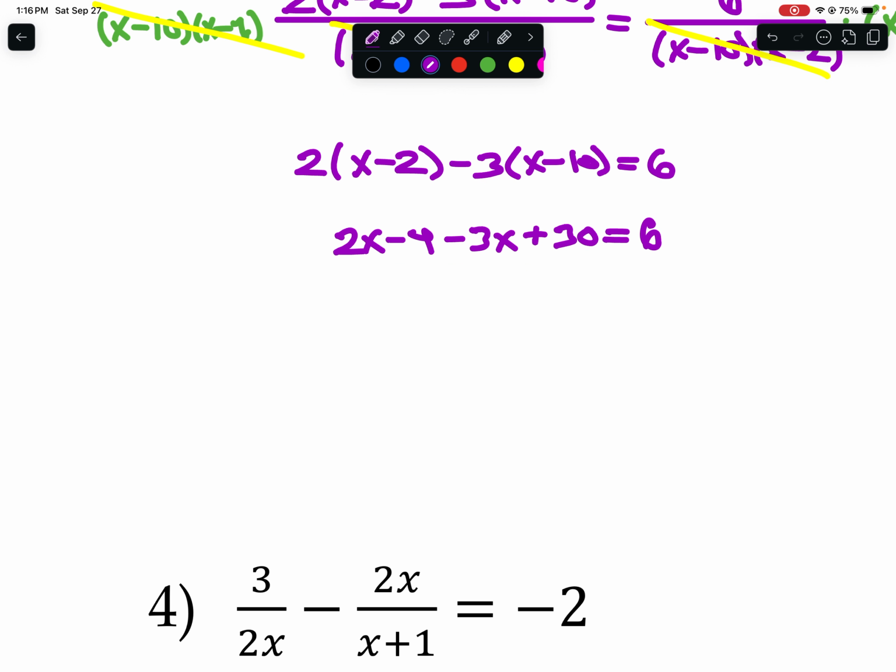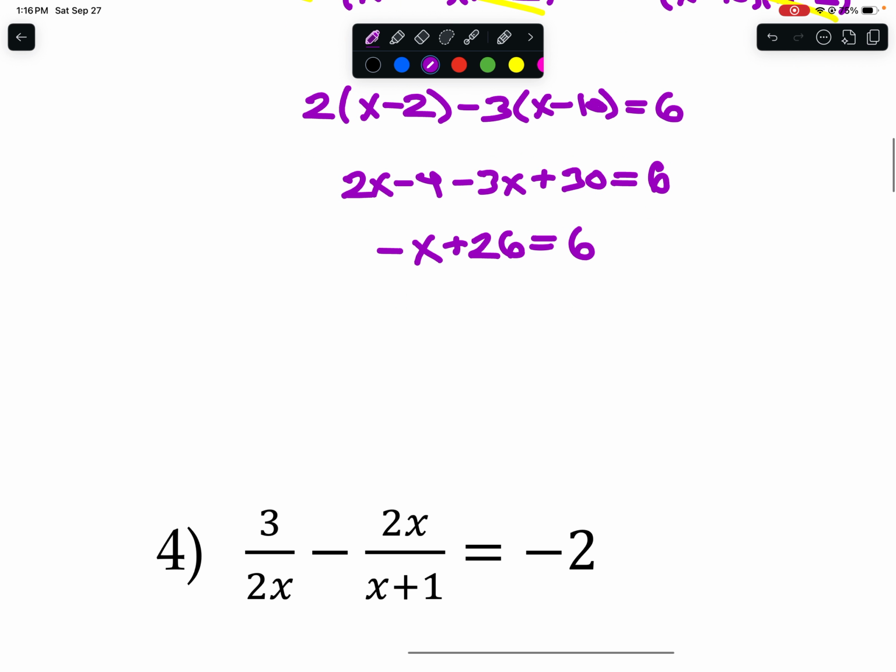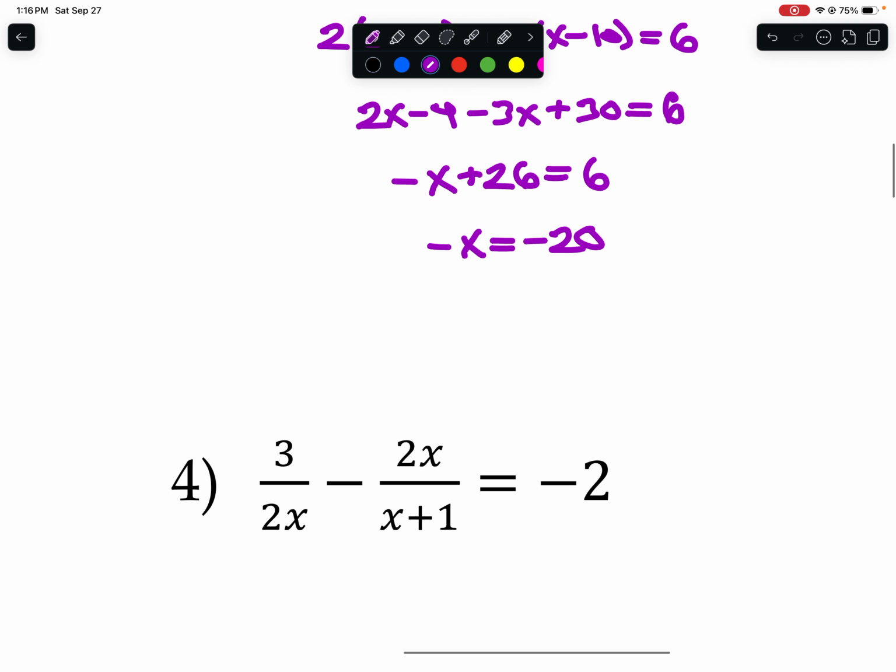I'm going to combine like terms, so 2x minus 3x gives me a negative x, negative 4 and positive 30 gives me plus 26, and that's going to equal positive 6. I'm going to subtract the 26 on both sides, so negative x is equal to negative 20. Multiply or divide by a negative 1 on both sides, and we get x is equal to a positive 20.